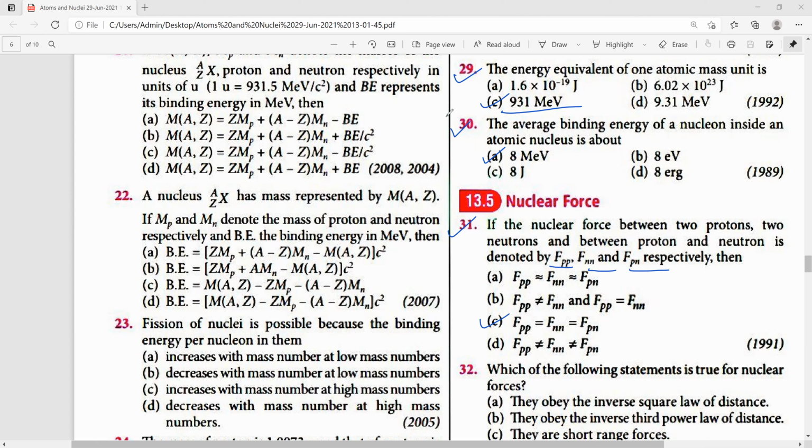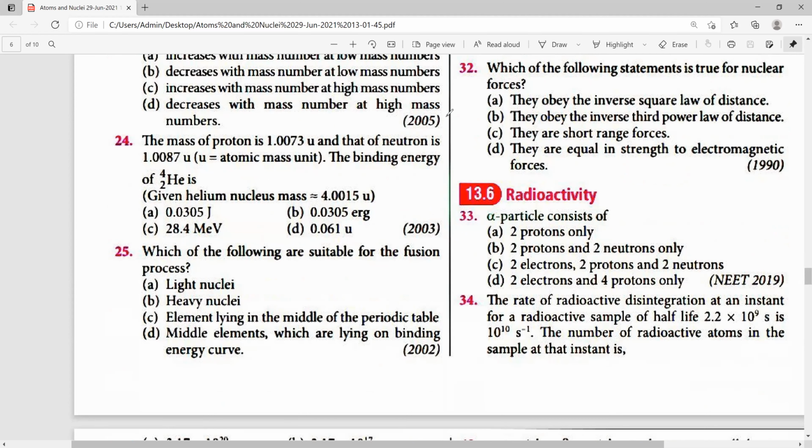Next, 32nd one. Which of the following statements is true for the nuclear forces they have given? So just go through four options. They obey the inverse square law of distance. They obey the inverse third power law of distance. They are short range forces. They are equal in strength to the electromagnetic force. So nuclear forces are short range forces. Therefore, C is the right one.